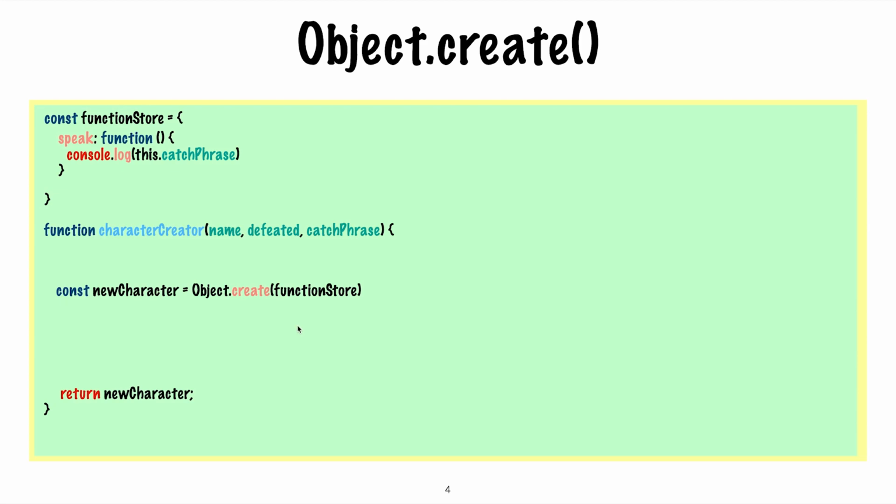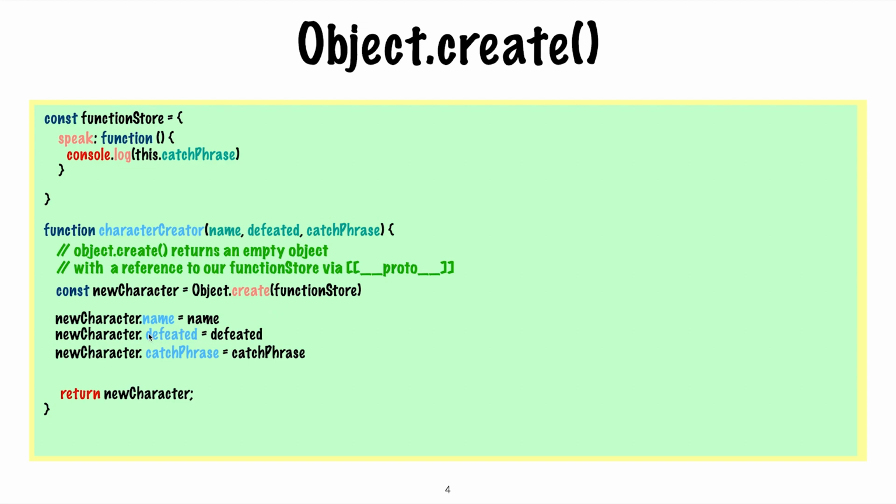Two things are happening here. Object.create will return an empty object, and that empty object is what will get stored in new character. The second thing it does is create this hidden link, __proto__, which is attached to that object that it creates, and it has a reference to the object that we pass into our object.create function. Same as before, we'll add these three properties: name, defeated, and catchphrase to our new character. And of course, once we've constructed our new character, we also need to make sure to return that new character. Here I'll go ahead and create two characters, one for Bugs and one for Daffy.